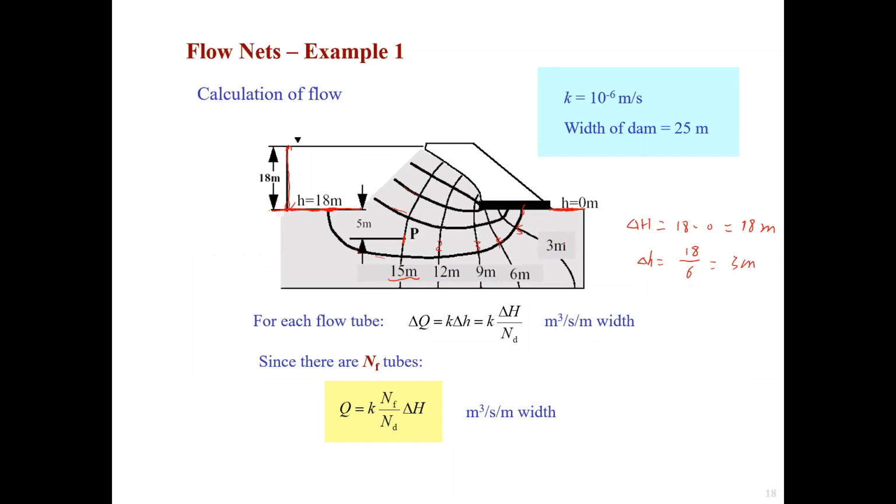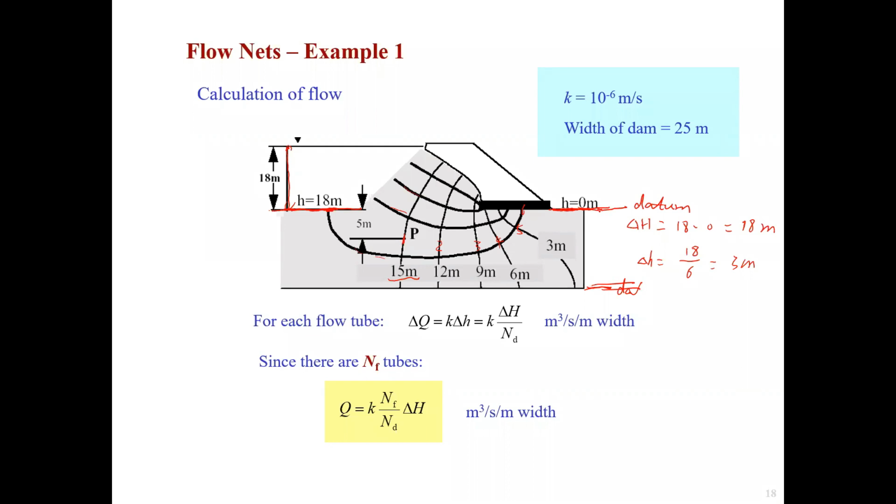Also for this question, the permeability is given, K equals 10 to the power of -6 meters per second, and the width of the dam is 25 meters. If the datum for the calculation of the head is taken to be the base of the dam, so normally the datum is taken as here. Actually, for this case, it's here. That's the datum.